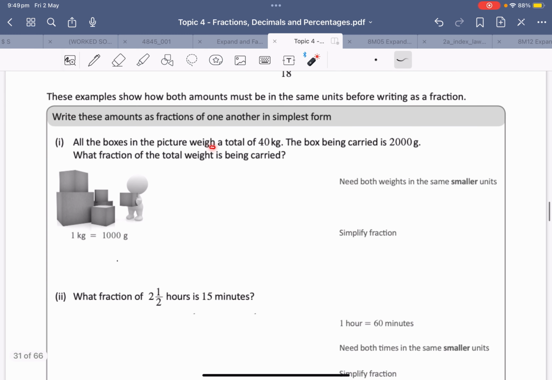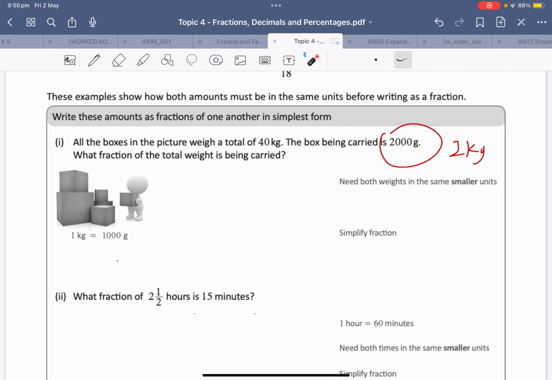All the boxes in the picture weigh a total of 40 kilograms. The box being carried is 2,000 grams. Oh, keyword, right? What fraction of the total weight is being carried? This 2,000 grams is the same as 2 kilograms. Why did I have to convert it? Because they have to go to the same units.